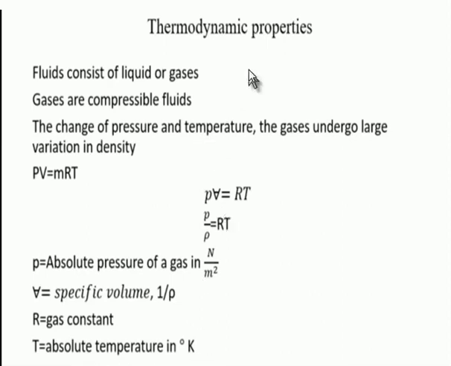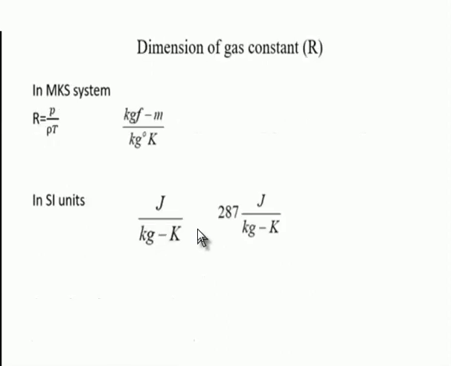So in the thermodynamic properties, fluid consists of liquids and gases, but gases are compressible fluids. After compressing the fluids, the gas pressure and temperature change, and its density also varies in large quantities. PV is equal to mRT is the gas equation.